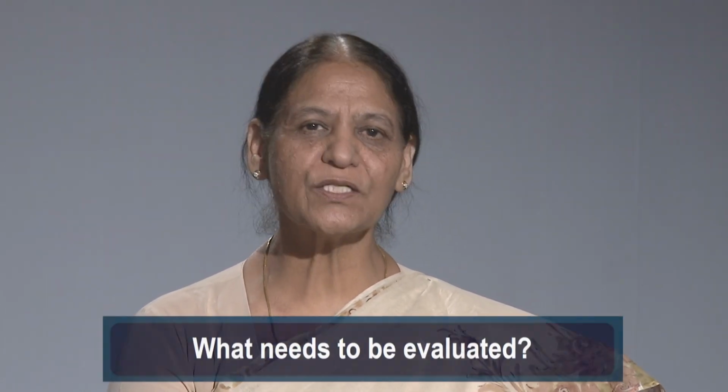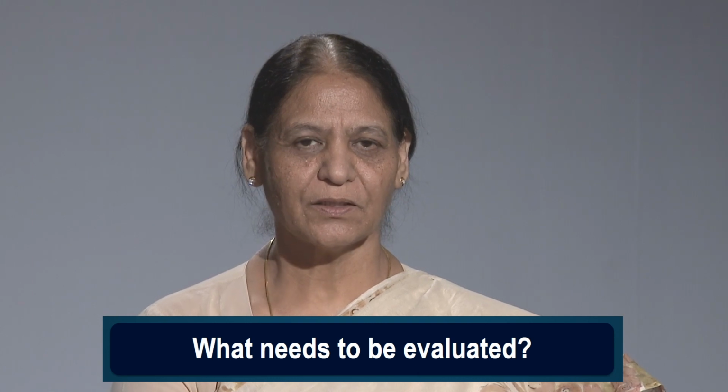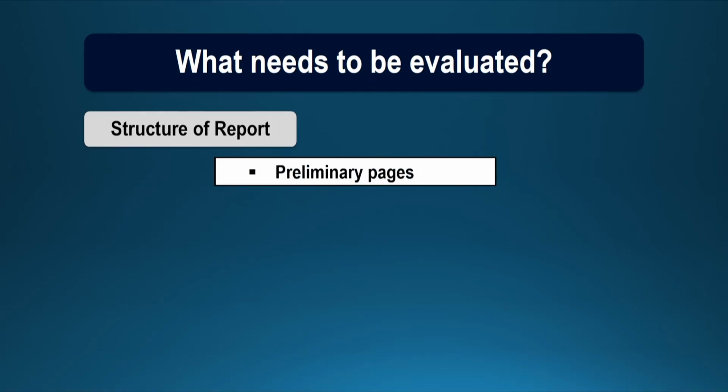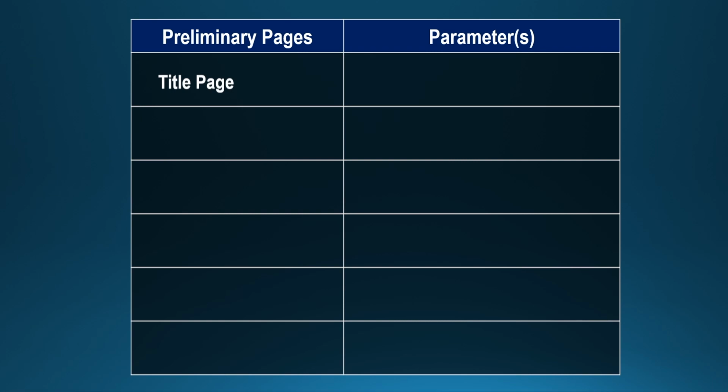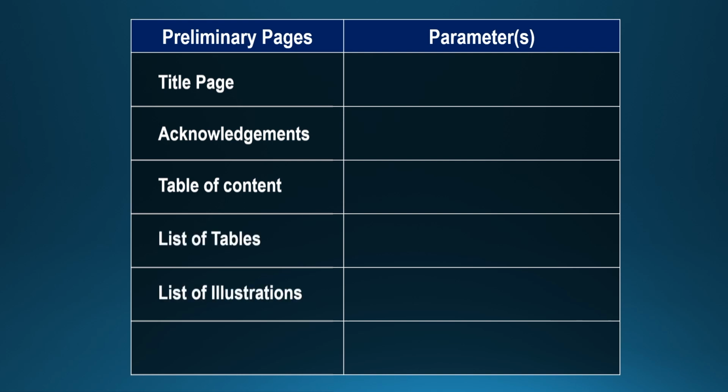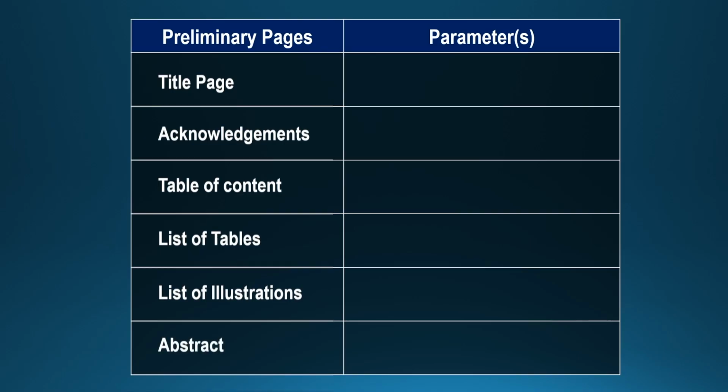Let's answer the next question: what needs to be evaluated? Any research report consists of preliminary pages, which include the title page, the acknowledgements, the table of contents, the illustrations, and the appendices or annexures. It may include an abstract.